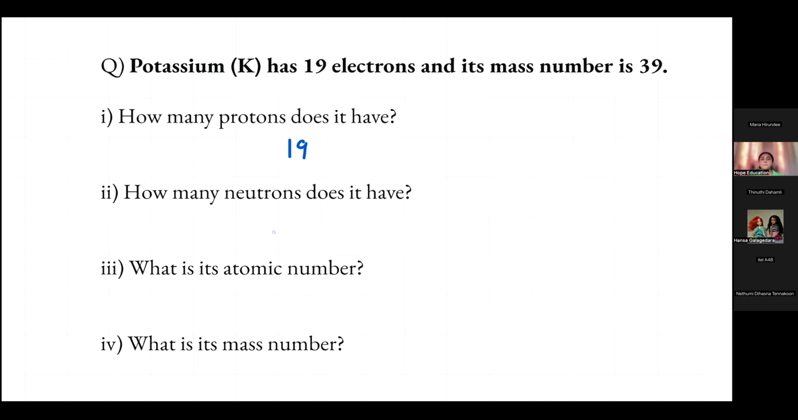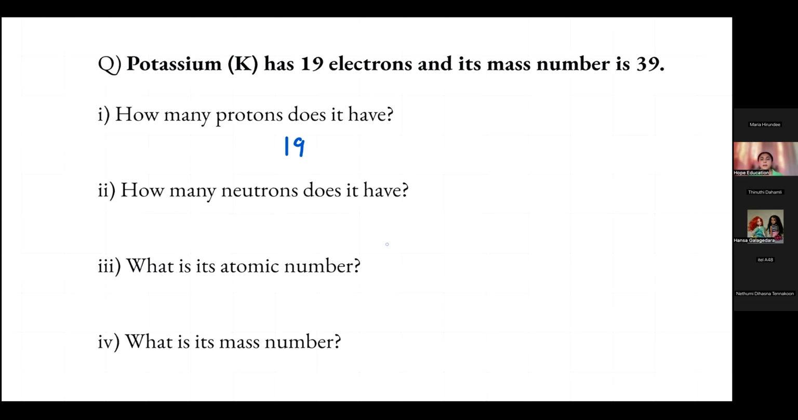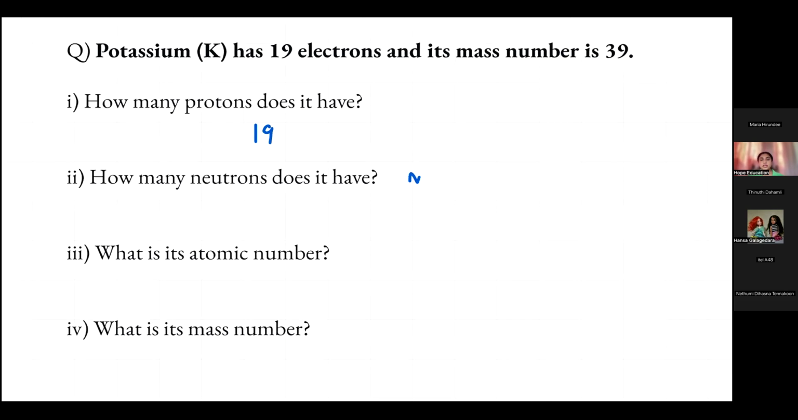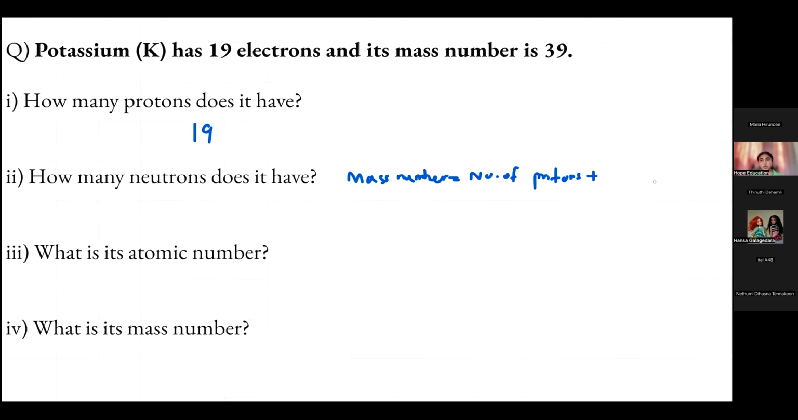We know mass number is number of protons plus number of neutrons. My handwriting is not very pretty, but I hope you understand.